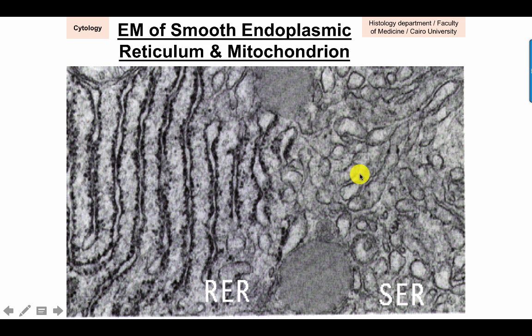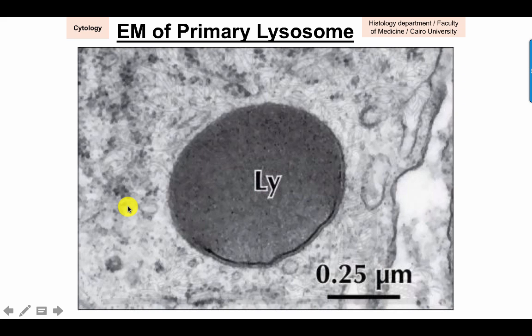Here is another very nice picture, showing the rough endoplasmic reticulum and the smooth. Of course, the rough is towards the nuclear envelope and the smooth is towards the cell membrane, and they are intercommunicating. It is very important to know that they are intercommunicating, but this one has its own functions and this one has its own functions. Now we will move to the primary lysosomes.